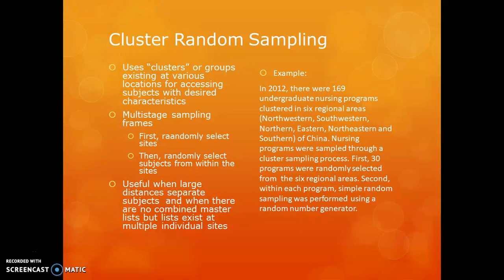It's a way for them to cover wide geographical areas. Many times it's used with public health when they're trying to use census tracts, trying to get representative areas across the city. They would use cluster random sampling. And the example is here, they had 169 total nursing programs, but only in 6 regions. So they selected the clusters, then they used 30 programs randomly selected from those regions, and then they used random sampling from within each of those programs to get their final sample.